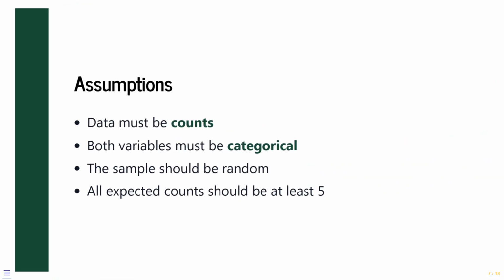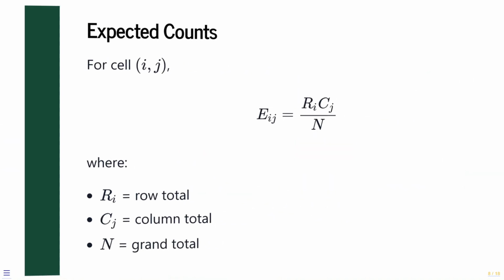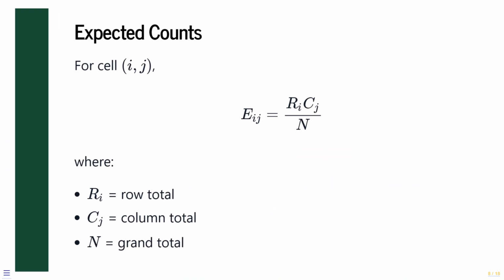The assumptions are that the data are counts, both variables are categorical, the sample is random, and all expected counts are at least 5. For each cell in the table, the expected count is the row total times the column total divided by the grand total.